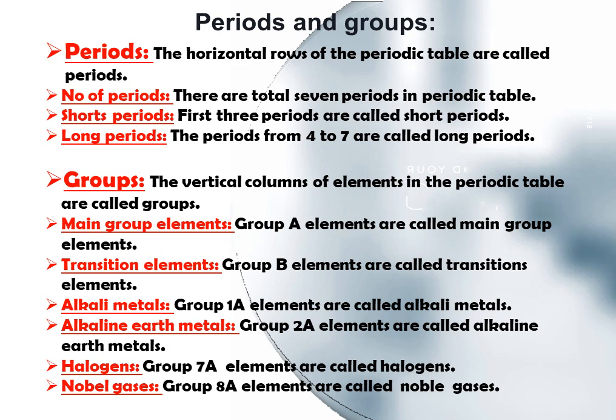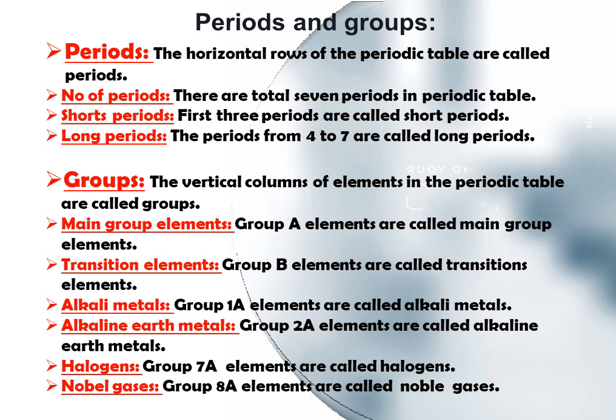Now the first group, come towards the alkali metals. What are alkali metals? Group 1A elements are called alkali metals. They are called alkali metals because they form bases which are soluble in water. So that's why they are called alkali metals. The second group elements are called alkaline earth metals. They are called alkaline earth metals because their hydroxides are present in the earth crust. So that's why they are called alkaline earth metals.